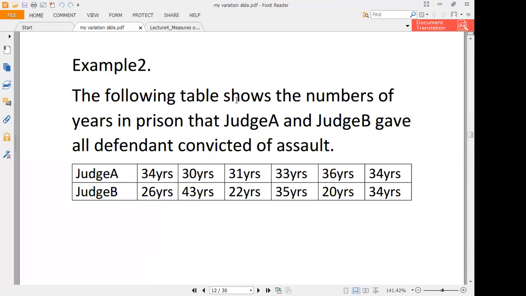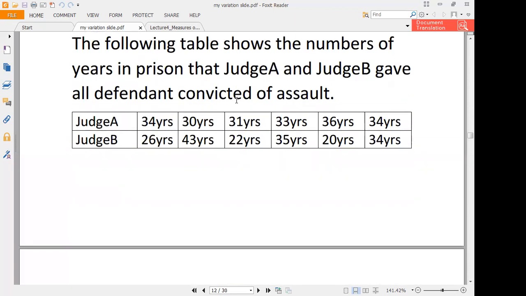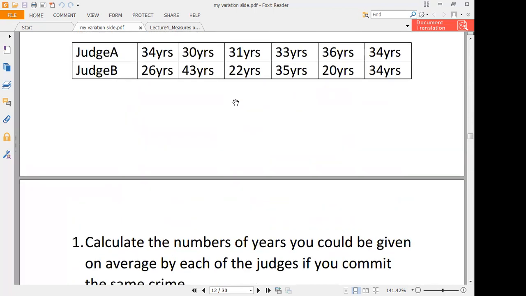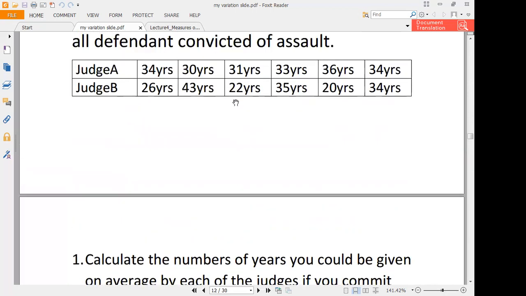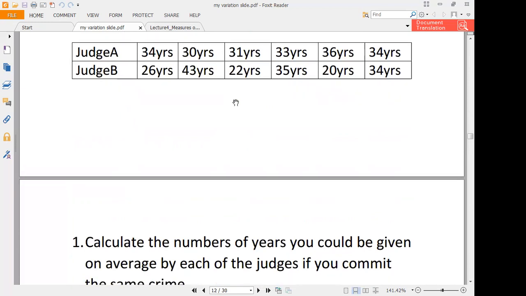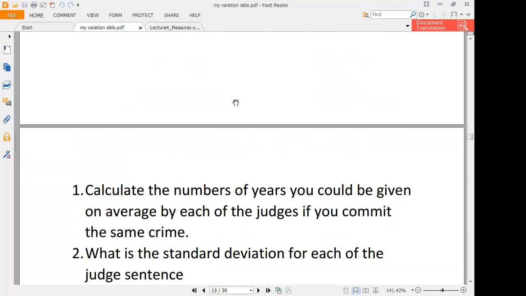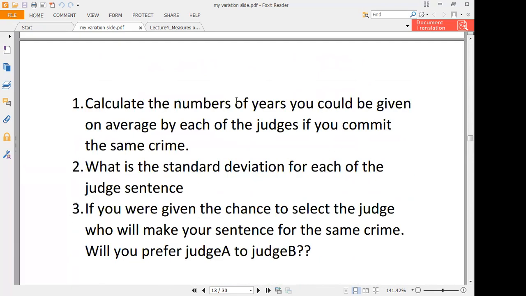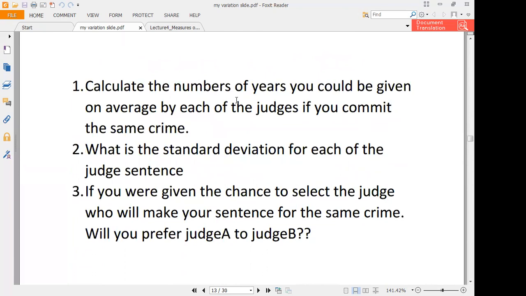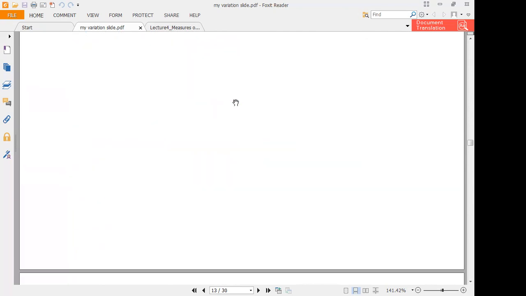The following table shows the number of years in prison that Judge A and Judge B gave all defendants convicted of assault. You can see Judge A and Judge B give the following for a kind of assault. Now let's see, the question says calculate the number of years you could be given on average by each of the judges if you commit the same crime. Question 2 is, what is the standard deviation for each of the judges' sentences? If you are given this, okay, let's answer this question.